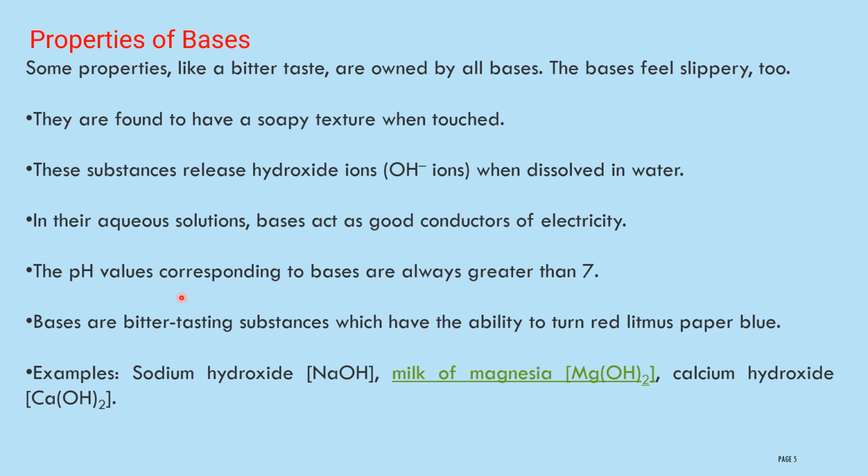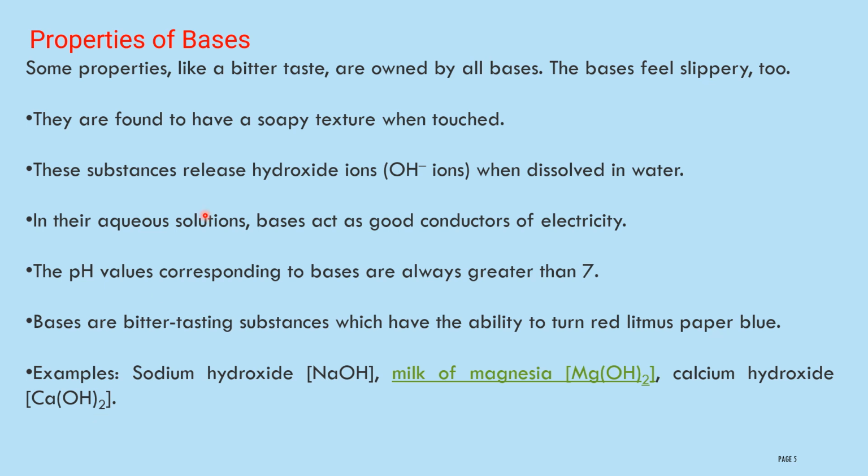Then the pH value corresponding to a base is always greater than 7. This one also you have to remember. Bases are bitter tasting substances which have the ability to turn red litmus paper to blue. Some examples of bases are sodium hydroxide NaOH, milk of magnesia Mg(OH)2, calcium hydroxide Ca(OH)2. These are some examples of a base.